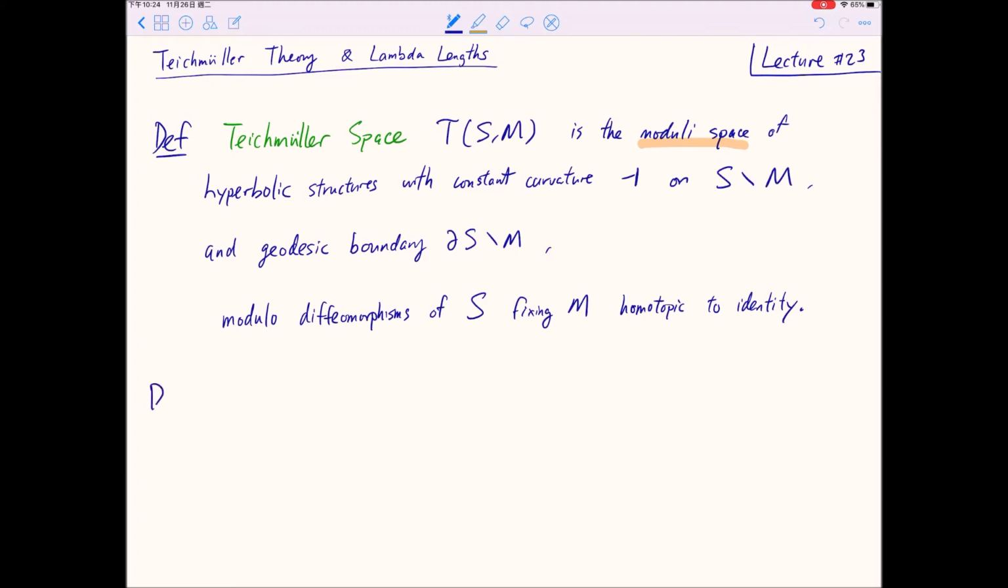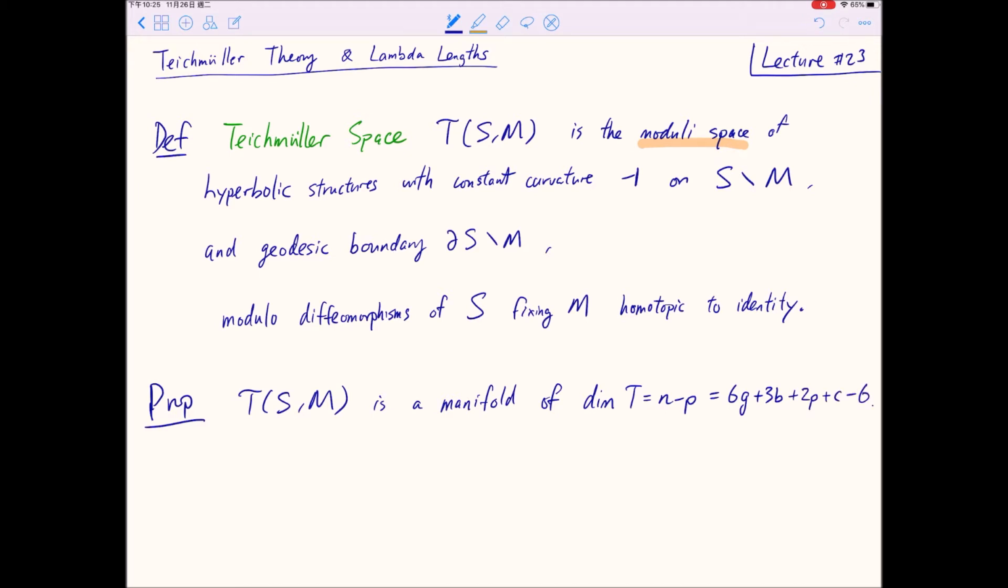So this is a well-known object, and it is known that the Teichmüller space is actually a manifold of dimension n minus p. So n is the number of arcs we did last time, and you can again write it down explicitly. G will be the genus of your surface, B is the number of boundary components, P is the number of punctures, and C is the number of marked points on the boundary.